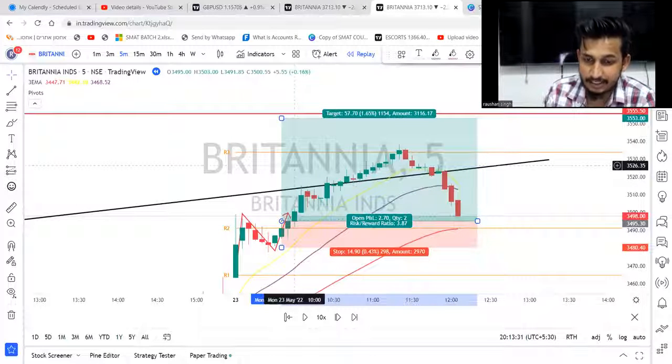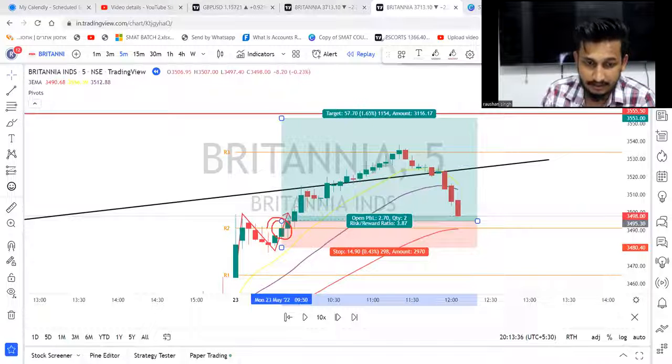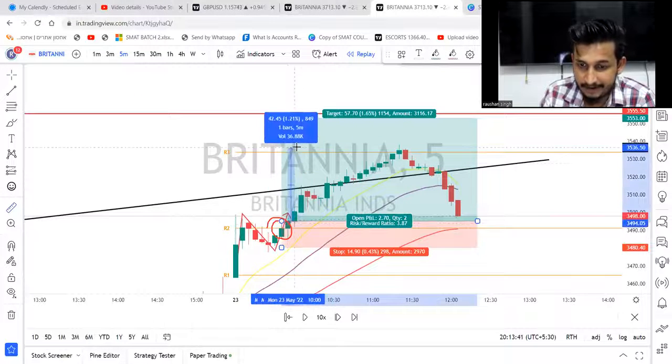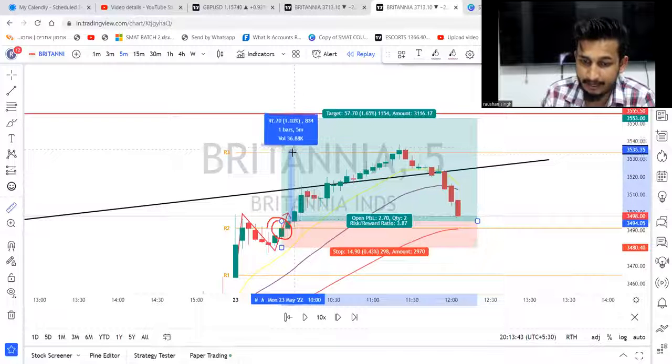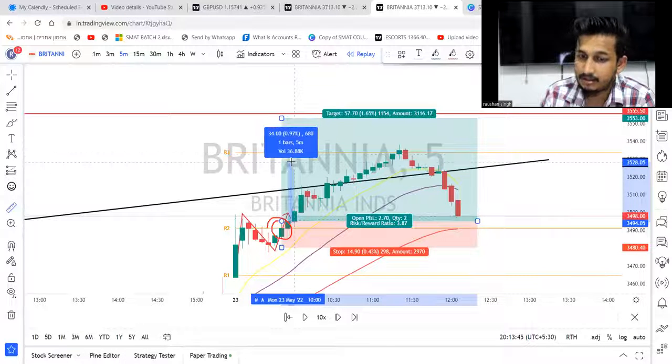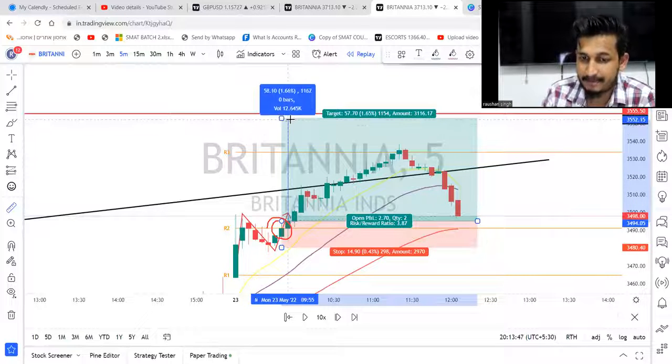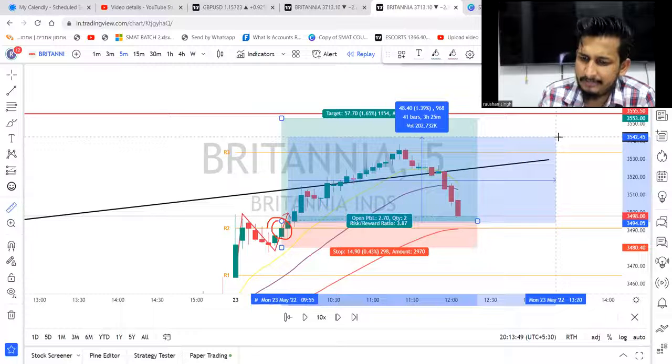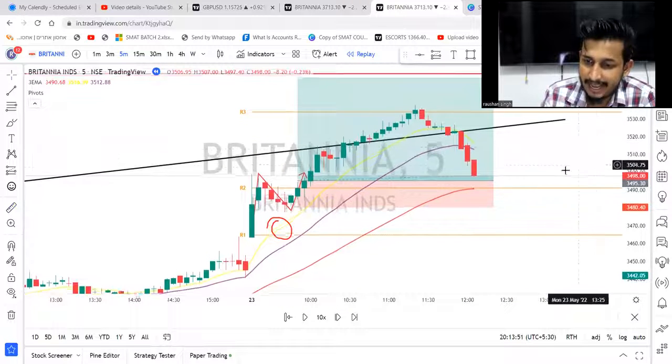I entered around this point of time. ठीक है? Listen to me very carefully. It gave me a profit of almost 42 points. My target was somewhere around 34 points, but let's say I'm keeping my target for 60 points. I'm continuing my trade till when I can continue.